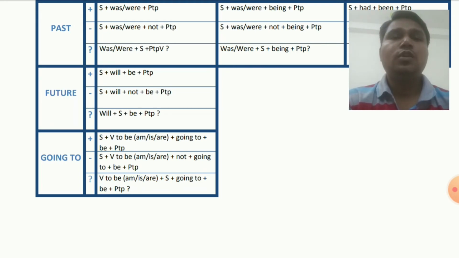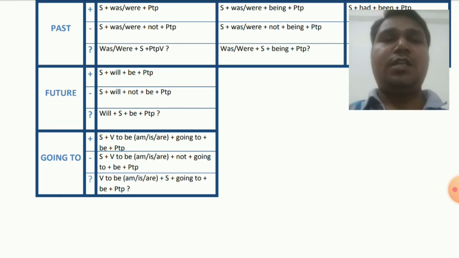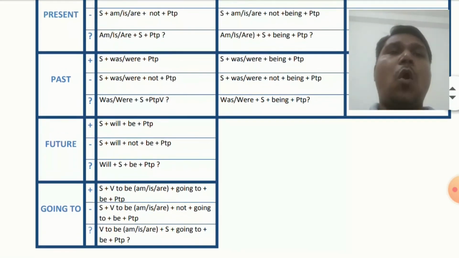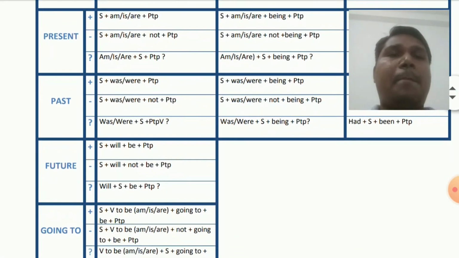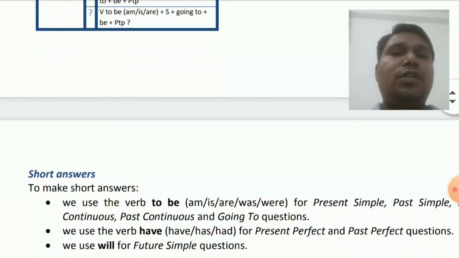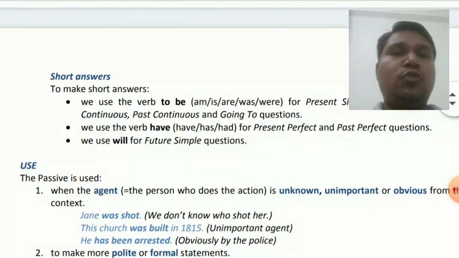To make negative, you have to use the format: subject plus verb to be plus not plus going to plus be plus past participle. To make interrogative, you have to use the format: to be form of the verb plus subject plus going to plus be plus past participle plus question mark. These are the formations of all the tenses to make into passive voice. Now let's see some rules to make active to passive.